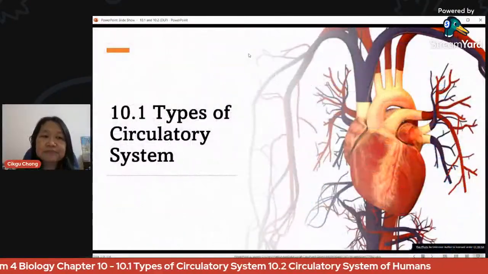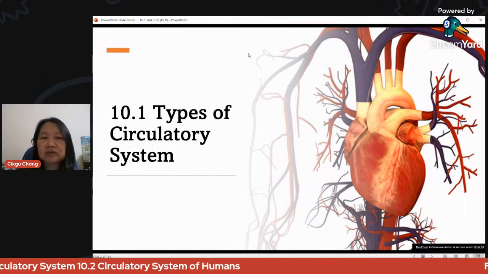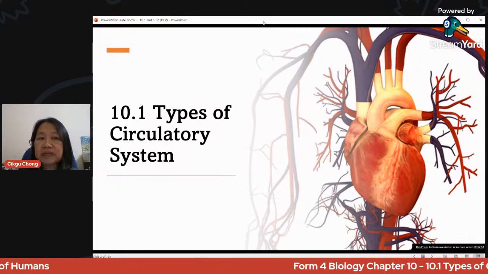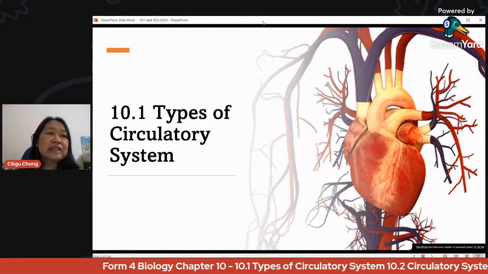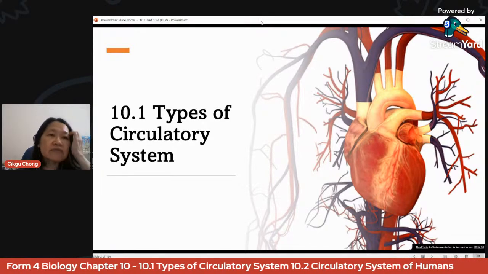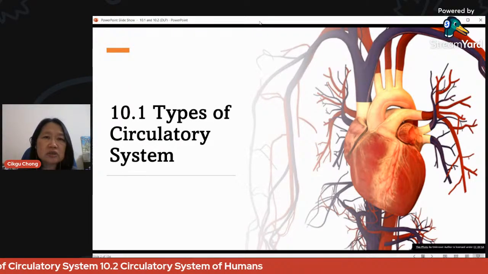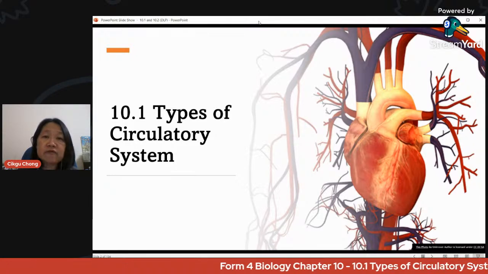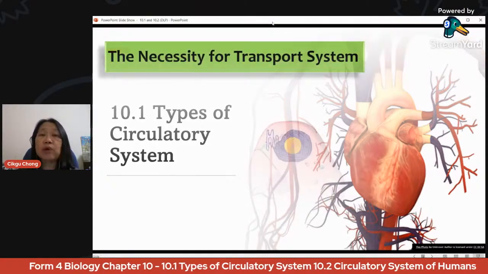First of all, we're going to look at 10.1, which is the types of circulatory system. We're looking at the one system in our body that is called the blood circulatory system. First we need to understand why we need it. Why do humans, and not only humans, vertebrates, animals like fish, mammals, insects also have it? Amphibians and reptiles all have this circulatory system. Why do they need it?